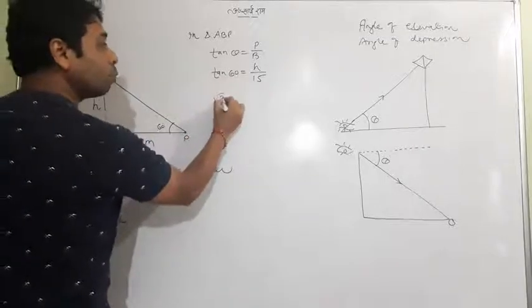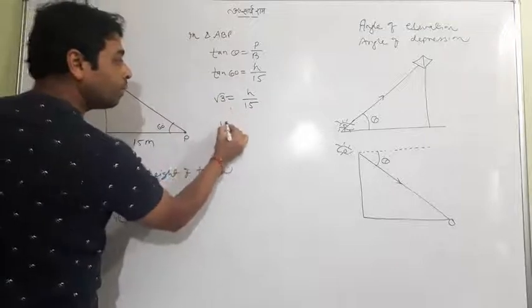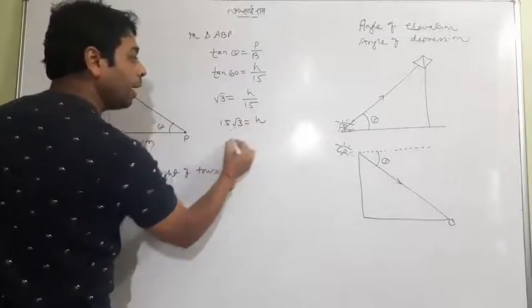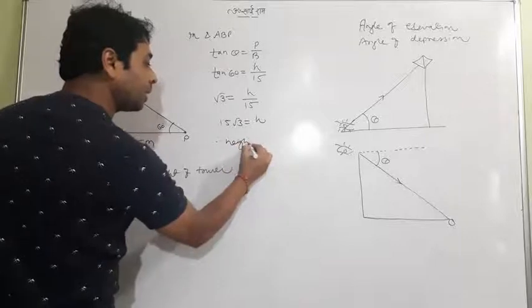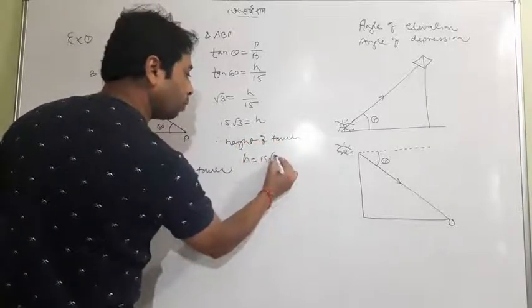Now tan 60 is root 3. So root 3 equals h upon 15. Transferring 15 to that side, 15 root 3 is equal to h. So I would write lastly that the height of the tower h equals 15 root 3 meters.